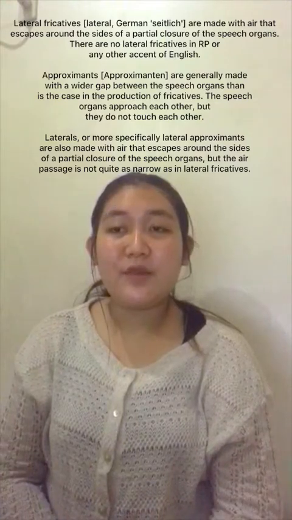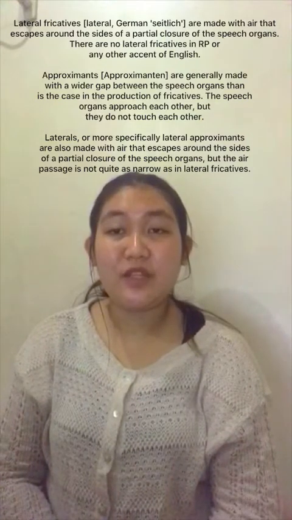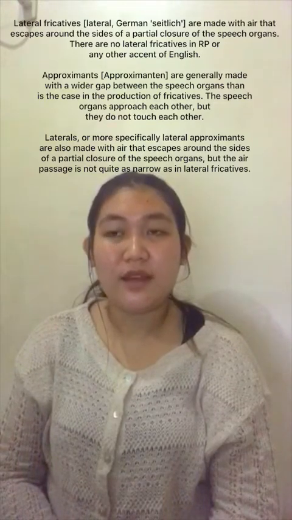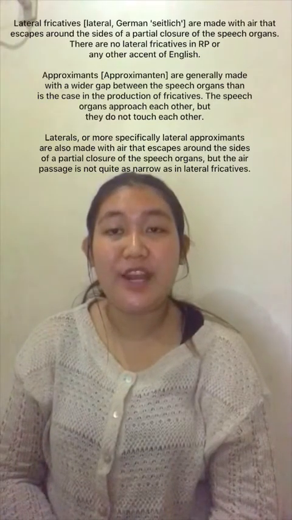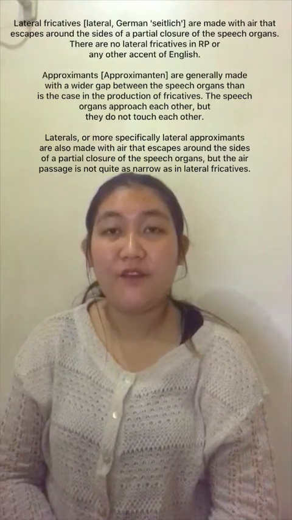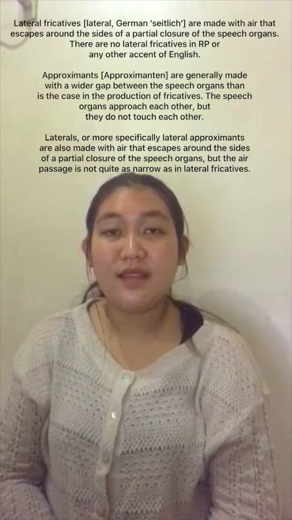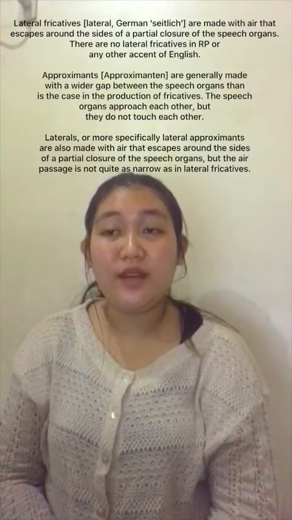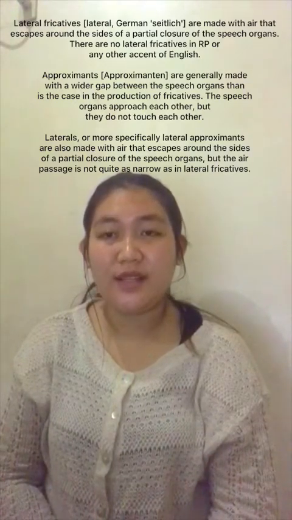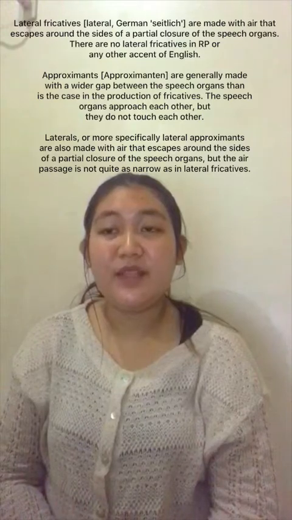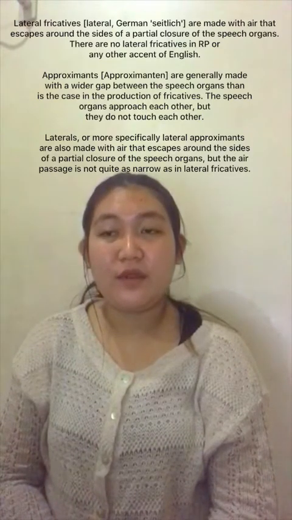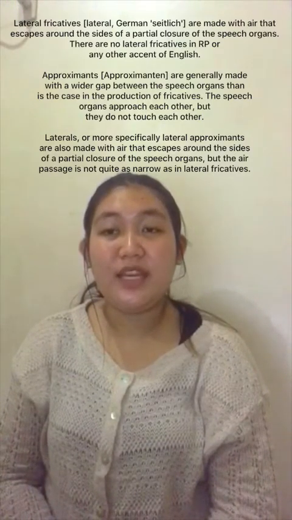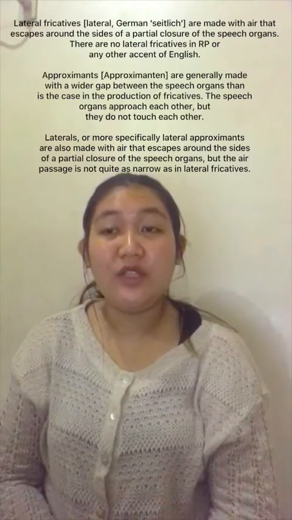Five, lateral fricatives. Lateral fricatives are made with air that escapes around the sides of a partial closure of the speech organs. There are no lateral fricatives in RP or any other accent of English. Six, approximants are generally made with a wider gap between the speech organs than is the case in the production of fricatives. The speech organs approach each other, but they don't touch each other.